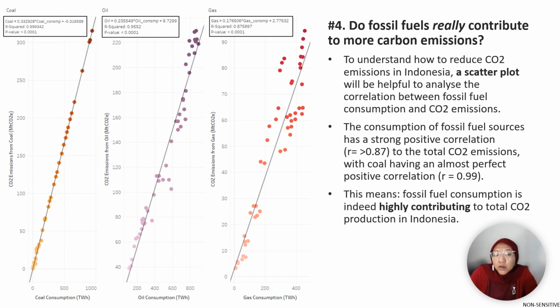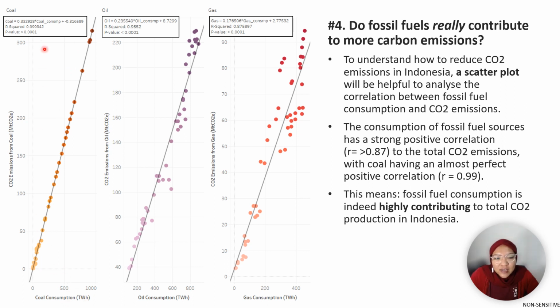Then people talk about greenhouse emissions caused by carbon dioxide derived from fossil fuel sources. But you might wonder, is it true though? To understand how best to reduce the CO2 emissions in Indonesia, it will be helpful to analyze the correlations between fossil fuel consumption and CO2 emission. A scatter plot will help us to understand the correlation between the two variables.